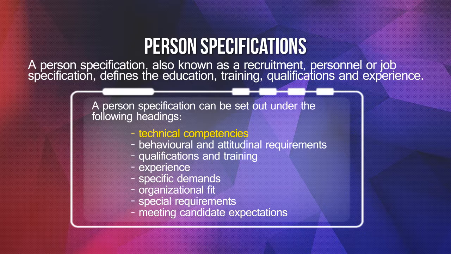Technical competencies. What the individual needs to know and be able to do to carry out the role, including any special aptitudes or skills required. Behavioral and attitudinal requirements. The types of behaviors required for successful performance in the role will be related to the core values and competency framework of the organization to ensure that cultural fit is achieved when selecting people.